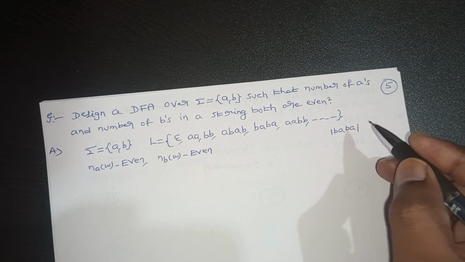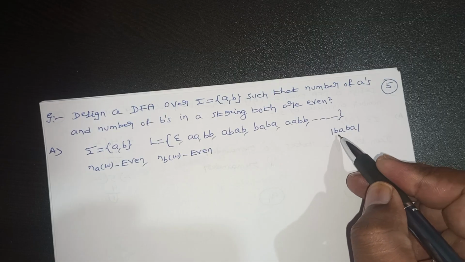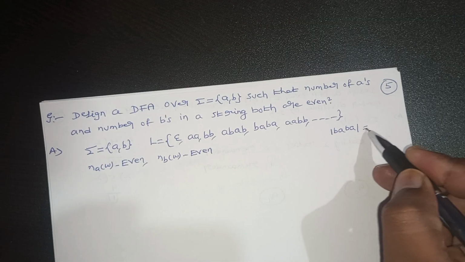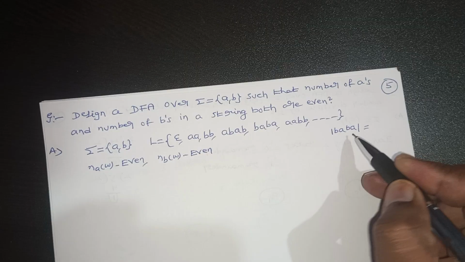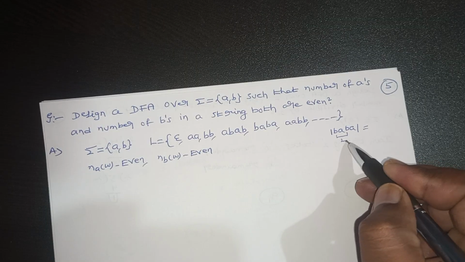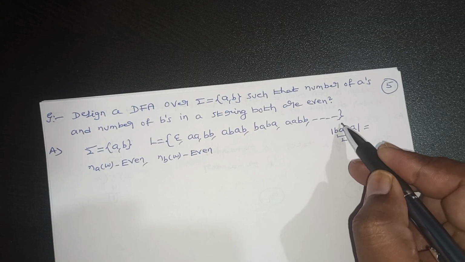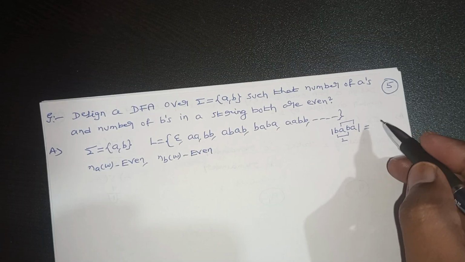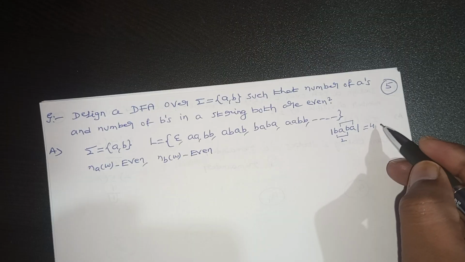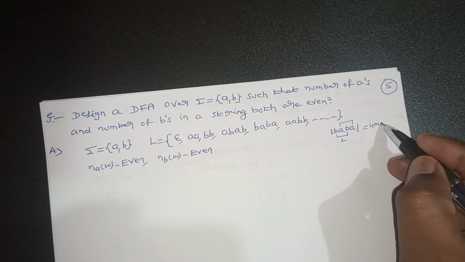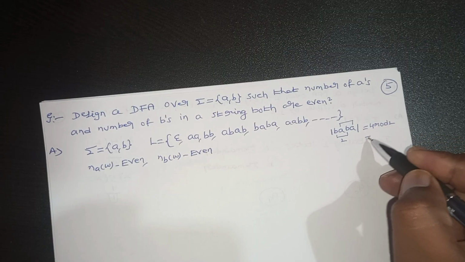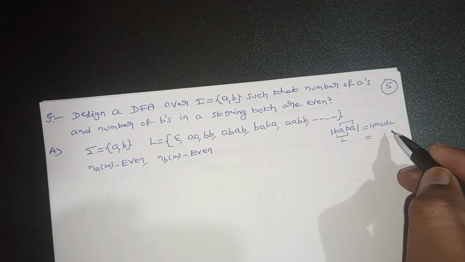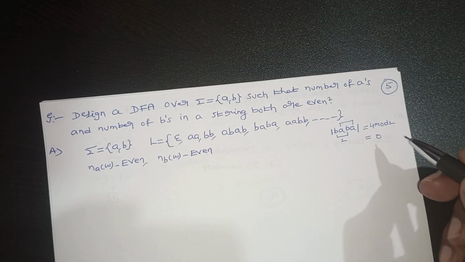For example, if I take BABA, how many b's do I have? Two b's, an even number of b's. How many a's do I have? Two a's. So length equal to 4, and 4 mod 2, what is the remainder? The remainder is 0.